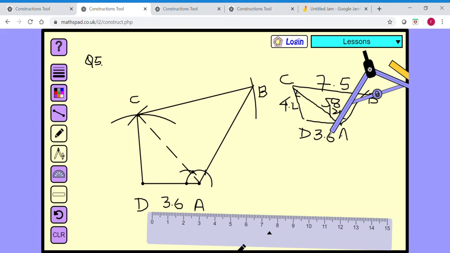Now let me write whatever I know. This is 7.5. This is 4.2. This is 5.8. Perfect. Let's move on to the next question.